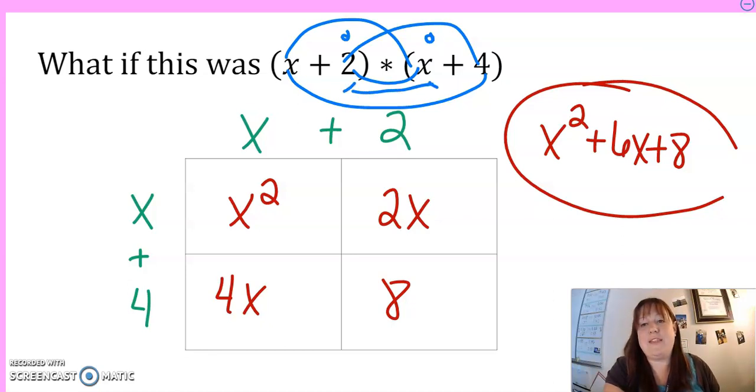So our FOIL man there, we just do first, outside, inside, last. It's the same process, right? This is the first term. Here is the outside term, x times 4. Here's the inside term, and here's the last term. What I love about this is it's just easier and it's more compact. It's easier to see, and it helps you when you're multiplying polynomials, when you have more than just x plus 2. It's much easier to multiply them in this manner than it is just by taking term by term.